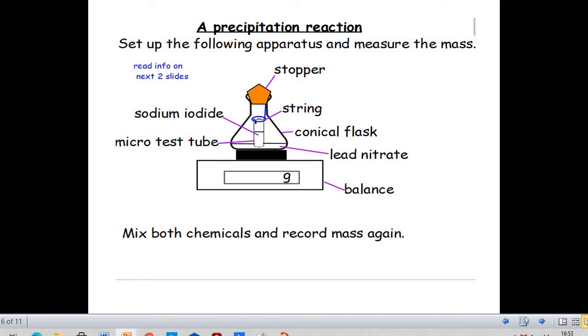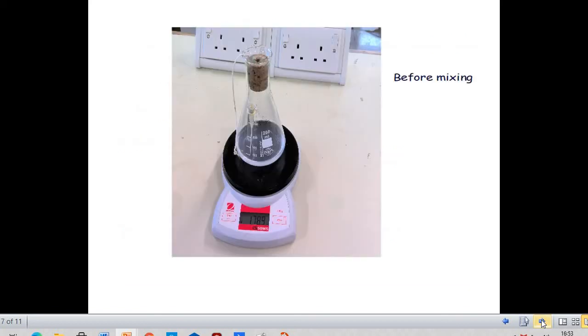So on the next 2 slides, it'll tell you the mass. So this is the setup before it's mixed, and you can see the balance here. You can see the conical flask, you can see the stopper, the bit of string coming through, and it's tied around that little test tube that's sitting in there upright, and you've got a liquid at the bottom there. So you've got sodium iodide in the micro test tube and you've got lead nitrate there.